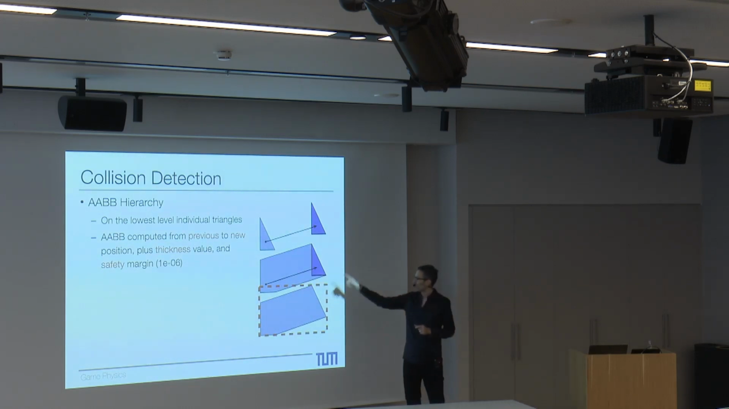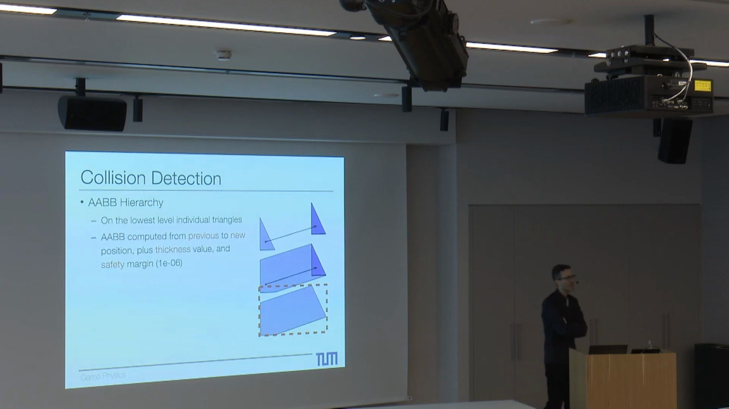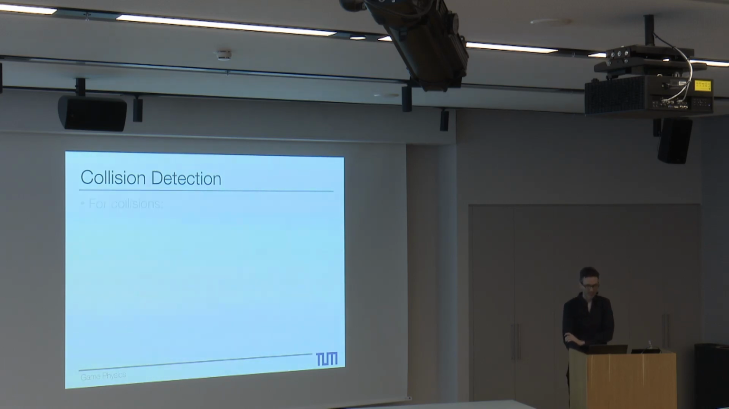So the whole motion across a time step, and then plus these 2 safety margins. So the box is actually probably quite a bit larger than individual triangles, to be on the safe side. We ideally don't want to miss something that could happen here.